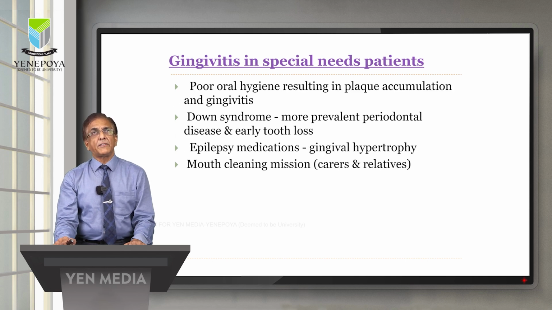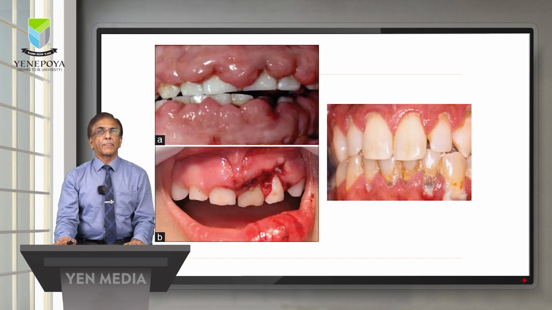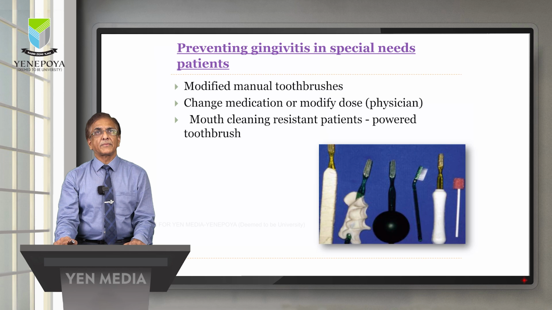Now coming to gingivitis in special needs: poor oral hygiene results in plaque accumulation in the gingiva. Down syndrome has a more prevalent periodontal disease and early loss of teeth. In epilepsy, medication is the cause of gingival overgrowth, and for mouth cleaning the caregivers may need more assistance to clean the oral cavity. These are the gingival enlargements you can see in these patients.